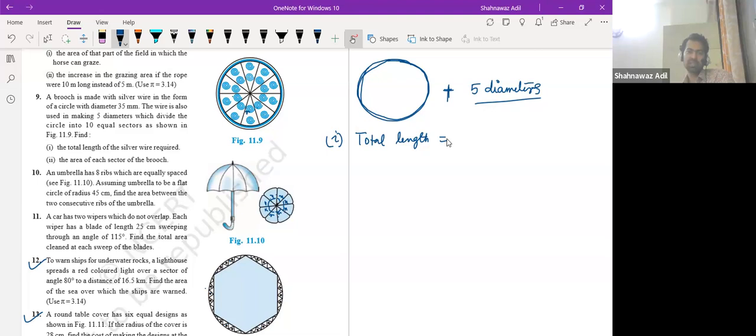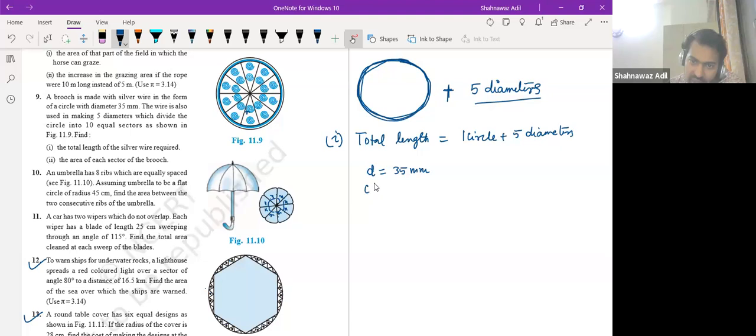What would be the total length? Circumference. So circumference is only this one, right? And circumference then plus 5 radius, plus 5 diameter. Yeah, so one circle plus five diameters. And they have given the diameter, right? Diameter is 35.